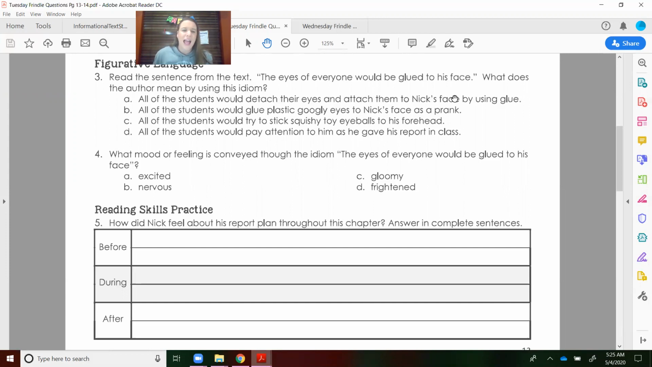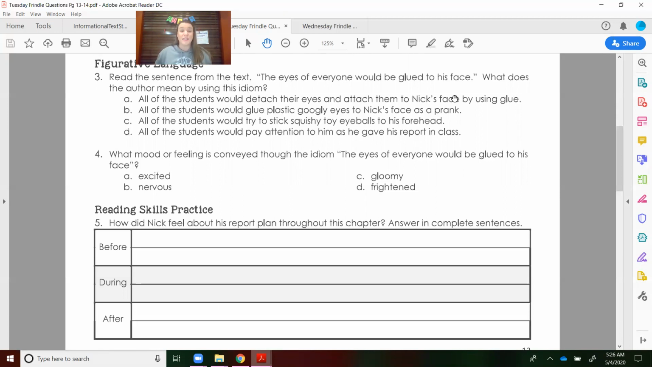So what does it mean? A, the students would detach their eyes and attach them to Nick's face. That's literal, and you know that does not mean that. So I know no one would have picked letter A. B, all students had glued plastic googly eyes to Nick's face as a prank. Now that is more realistic, but again, that is not literally what it means. They didn't say anything about googly eyes, and they would not do that as a prank. That wasn't in the book at all. So you know that is not the case there.